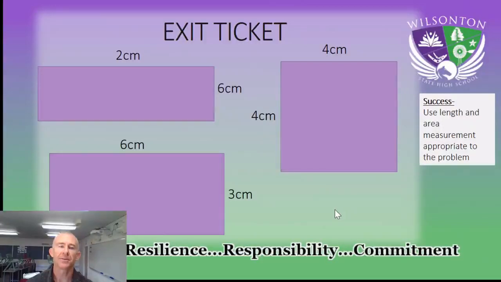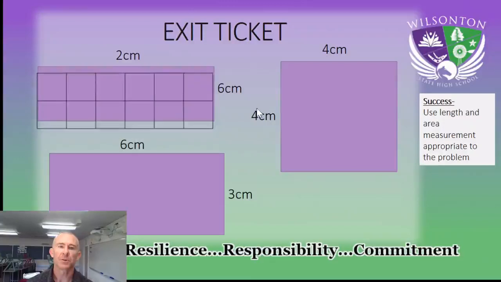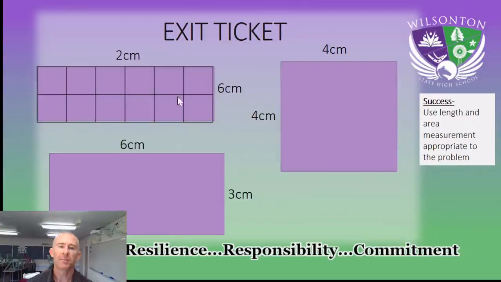Okay, the answers. So, the top shape here, got 2 centimetres and 6 centimetres. I've just put the grid in there. So, if you didn't know the rule, you could add up all the squares in the shape, but because we have our rule, which is length times width or height times width, we just multiply the two measurements. So 2 times 6 equals 12 centimetres squared.